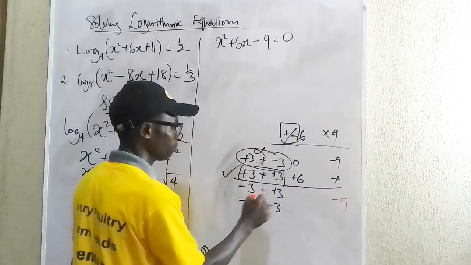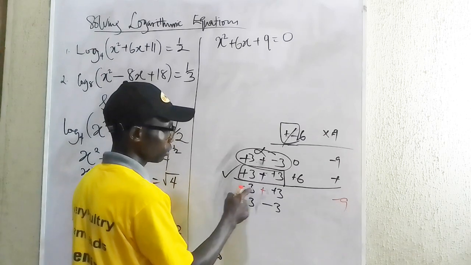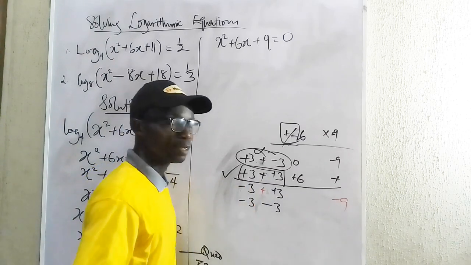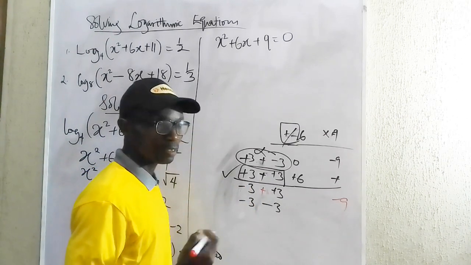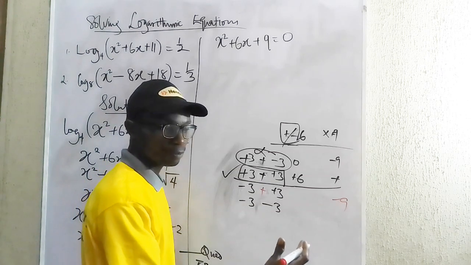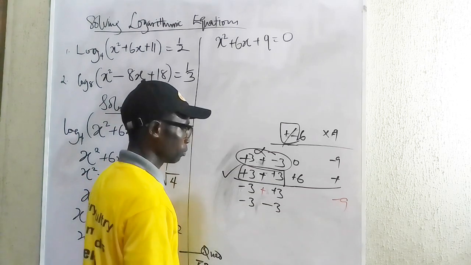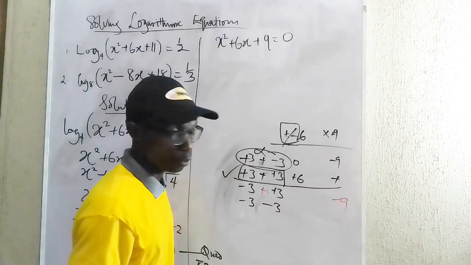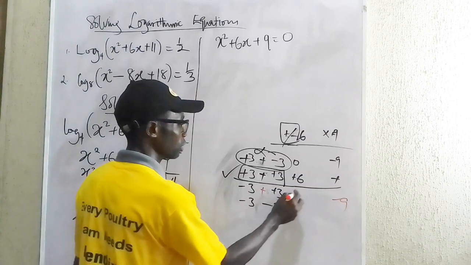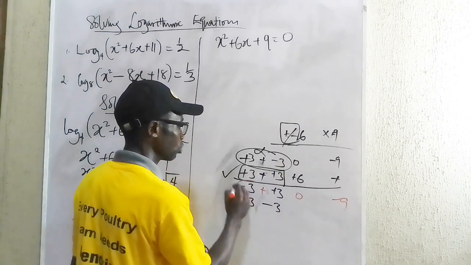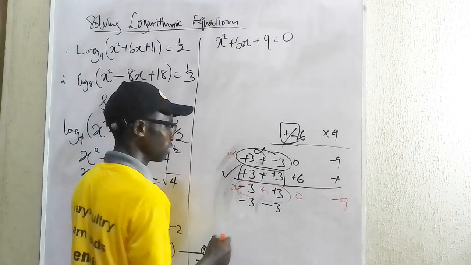If I say plus minus 3 plus 3, it means I'm owing $3 and I'm paying $3. Am I still owing? No. But am I having anything? No. So minus 3 plus 3 is 0. So it doesn't give us this. So this combination is wrong, just like this.